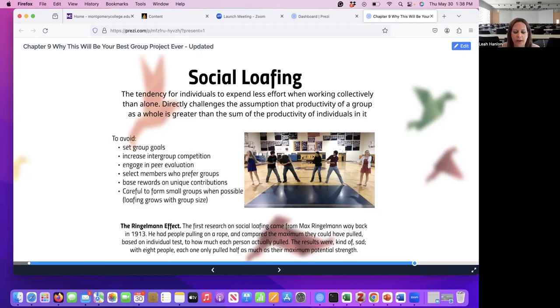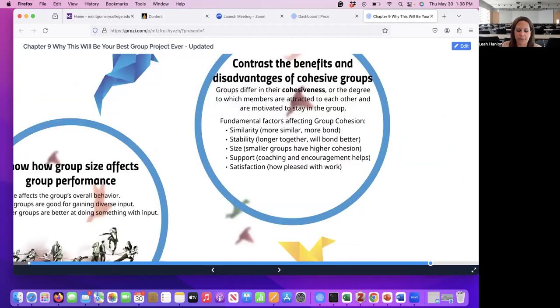To avoid social loafing, set group goals so the group has a common purpose to strive toward. Increase intergroup competition, which focuses on the shared group outcome. Engage in peer evaluations. Select members who have high motivation and prefer to work in groups. Base group rewards in part on each member's unique contributions.